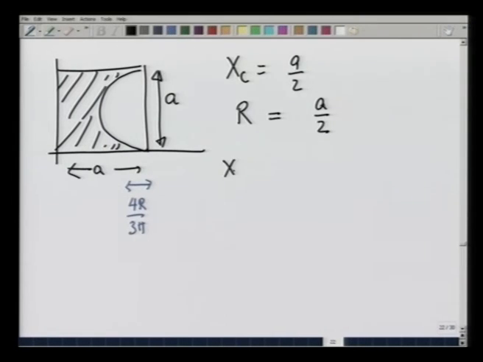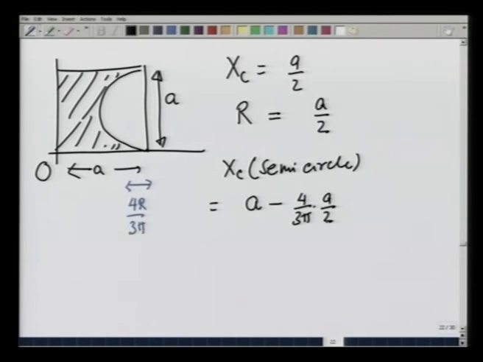x c with respect to this origin of the semicircle is going to be equal to a minus 4 over 3 pi times a by 2, which is a minus 2 a by 3 pi. This is the x c of the semicircle. So, now we are all set.